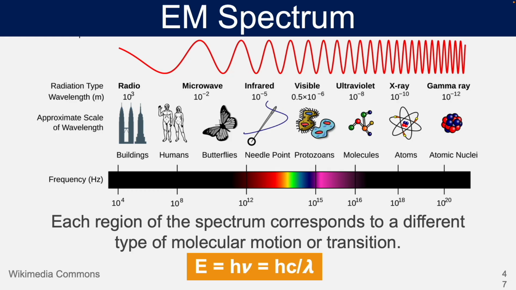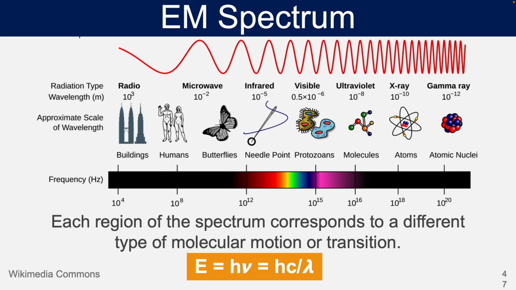Here is the electromagnetic spectrum in all its glory. It stretches from long wavelengths and low energies, radio waves and microwaves, all the way to very short wavelengths and very high energies, X-rays and gamma rays. Each region corresponds to a different type of molecular motion or transition. Microwaves probe rotations, infrared radiation probes vibrations, UV and visible light probe electronic transitions, X-rays reveal inner electrons and crystal structures.